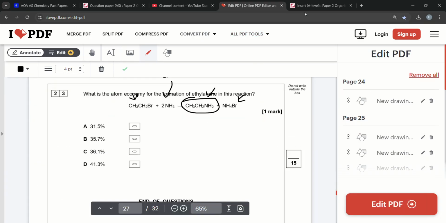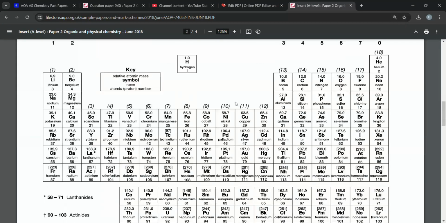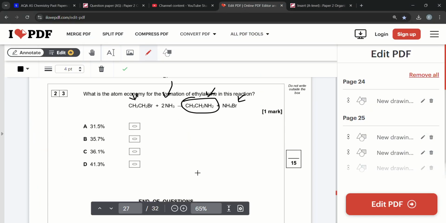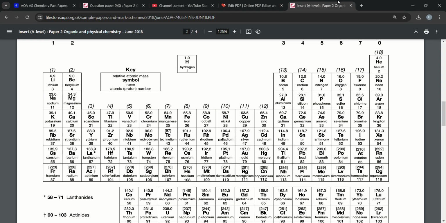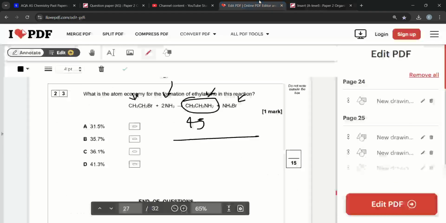So Mr of that. Well, nitrogen is 14. So it's going to be 12 plus 3 plus 12 plus 2 plus 14 plus 2, 45. Mr of desired products over Mr of all reactants times by 100. 12 plus 3 plus 12 plus 2 plus bromine, Br, which is 79.9, plus... well, I'm going to leave it as that, 108.9. And what you notice is that we've got 2 moles of ammonia.